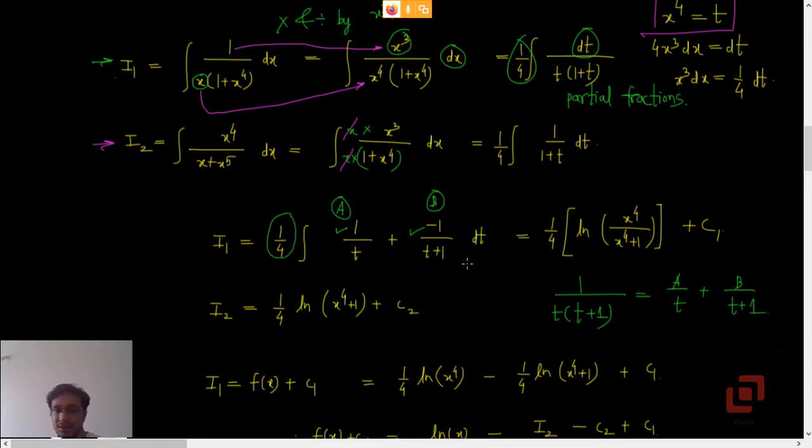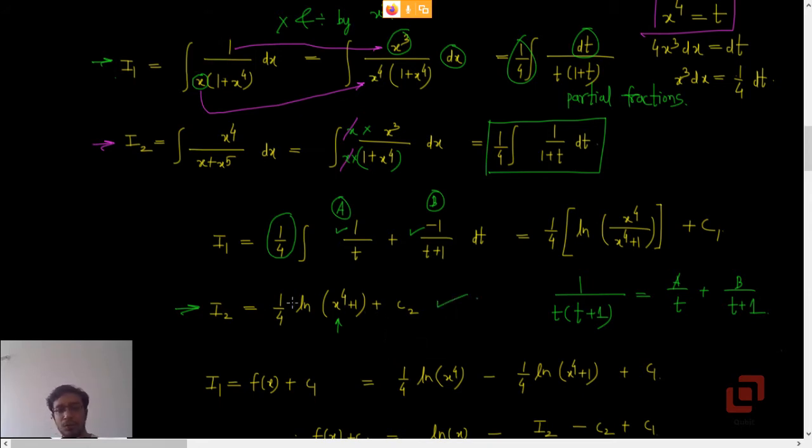Okay, then simple integration: the integral of 1 upon t is log t, the integral of 1 upon t plus 1 is log of t plus 1, and because it has a negative sign, by using the laws of logarithms, it will be log of x raised to 4 upon x raised to 4 plus 1 plus c1, the constant of integration. Then I2 is much easier to obtain. It is this integral here. So 1 upon 4 will be as it is, the integral of 1 upon 1 plus t would be log of 1 plus t. Replace t by x raised to 4. So I2 will be this one.